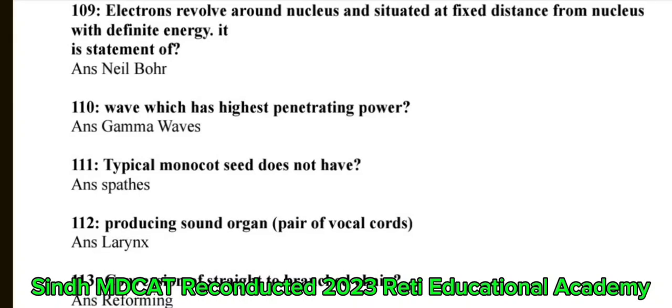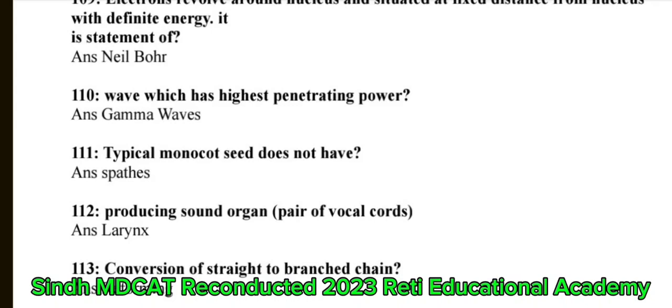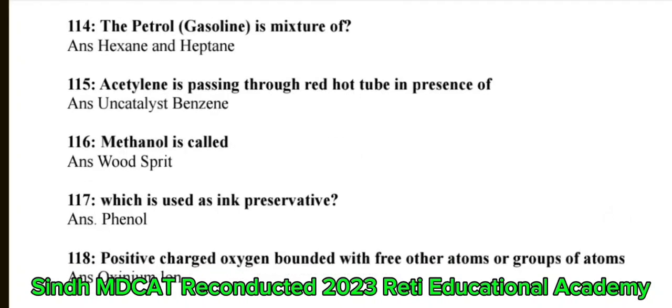Question number 112. Sound producing organ, pair of vocal cords, and the correct answer is larynx. Question number 113. Conversion of straight to branched chain, and the correct answer is reforming. Question number 114. Petrol gasoline is a mixture of, and the correct answer is hexane and heptane. 115. Acetylene is passed through a red hot tube in the presence of, and the correct answer is uncatalyzed benzene.